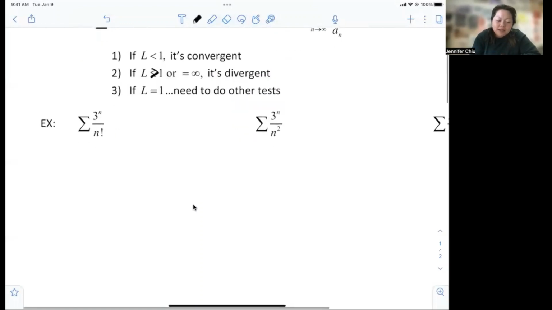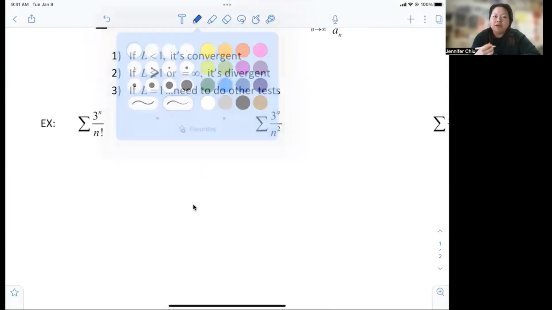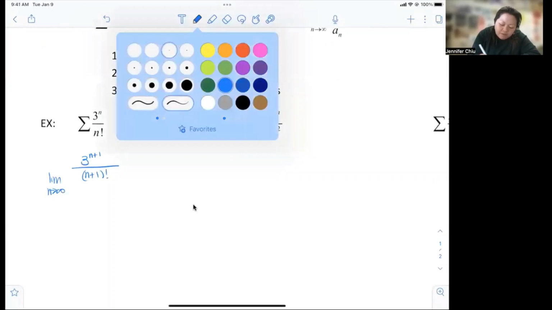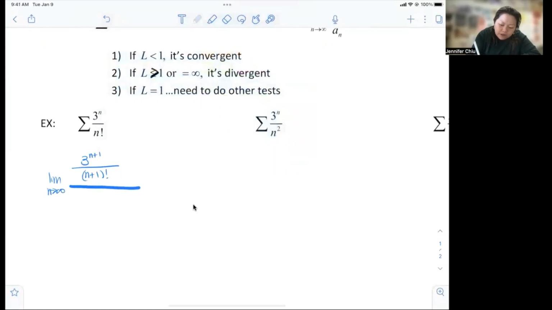Okay, so what do we do here? Let's see our examples. It's a little bit clearer when we can actually see things in action, right? So the limit as n approaches infinity of a sub n plus 1. For all the n here, you want to do n plus 1 because you want to do one more, right? So you go 3 to the n plus 1 all over n plus 1 factorial. And you want to divide that by your original series here, which was 3 to the n over n factorial.